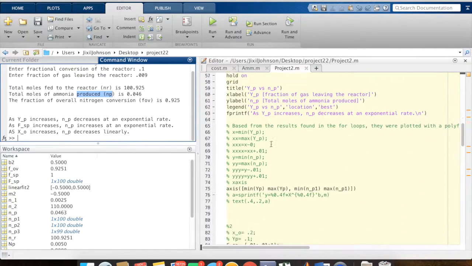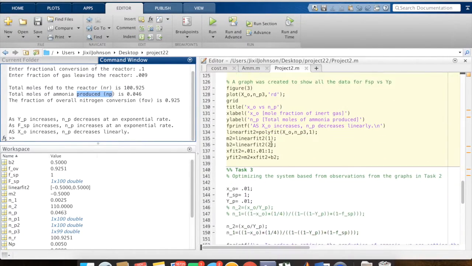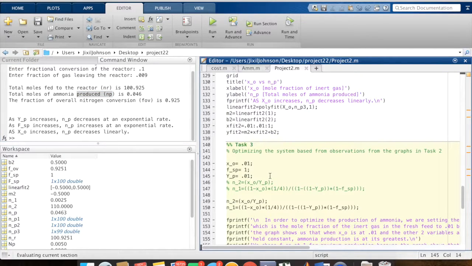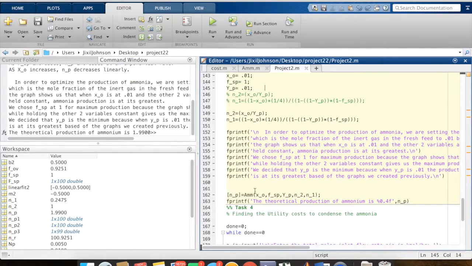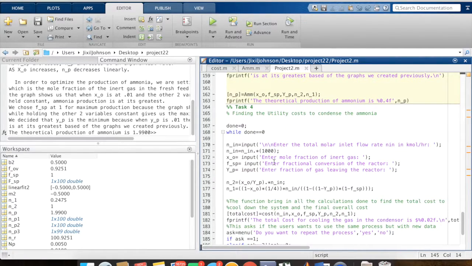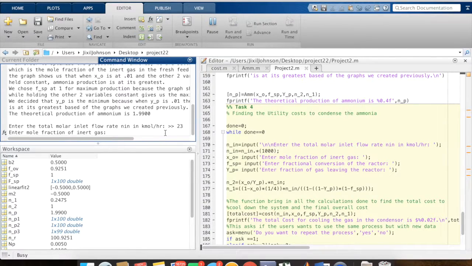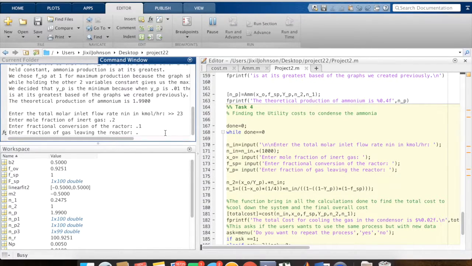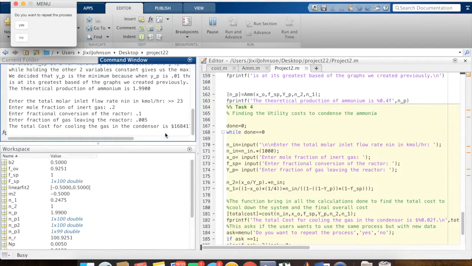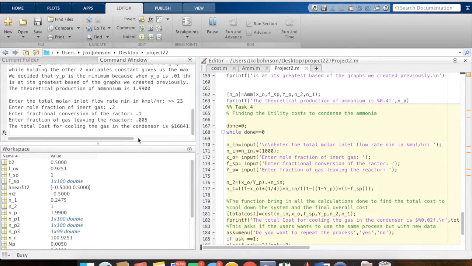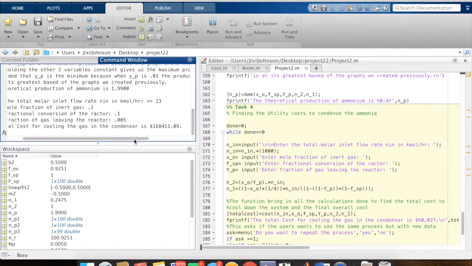And if you go through the next task, for task 3, which is optimizing the equation of the ammonia production, we can see that ammonia is calculated in the command window. And task 4 asks us to find the utility cost to condense the ammonia. If I were to run this section, enter the flow rate, anything but 1 mole of inert gas. As you can see, the total cost of cooling the gas is outputted in the command window.